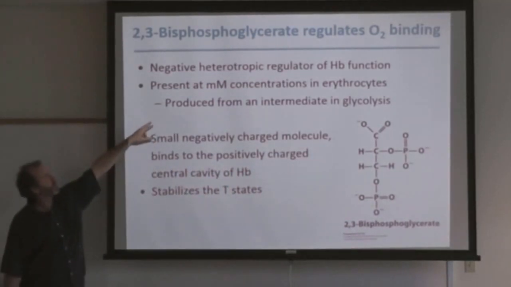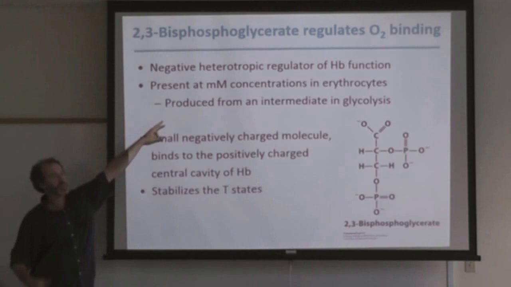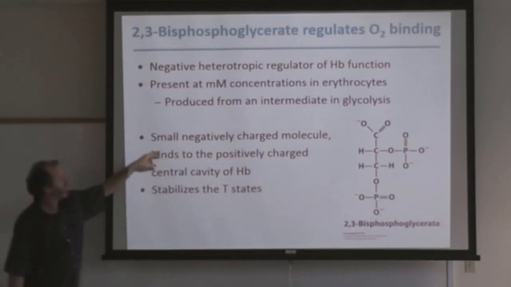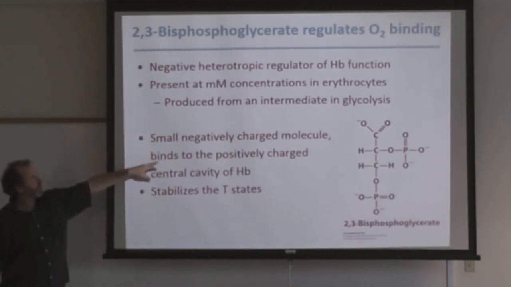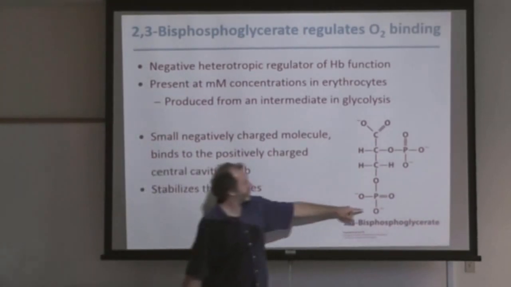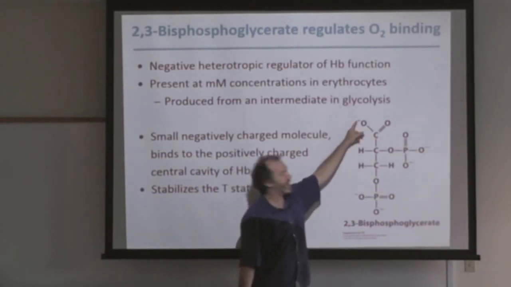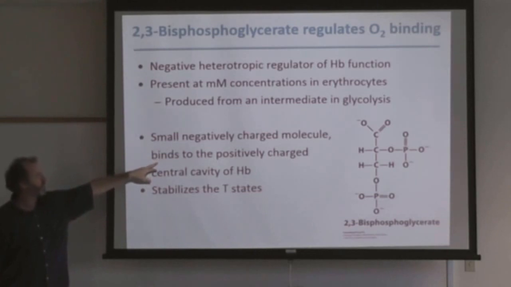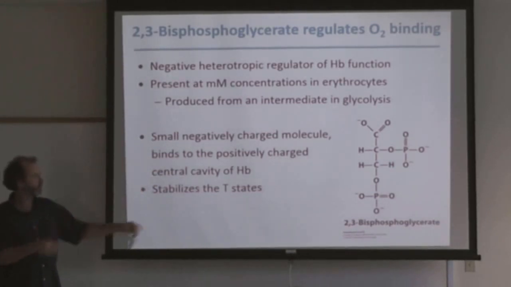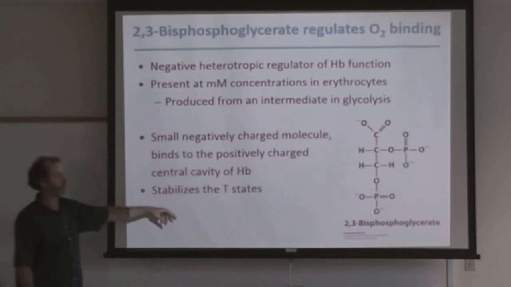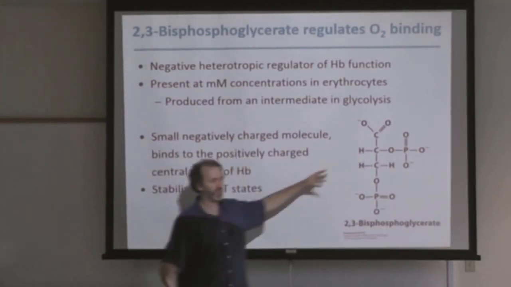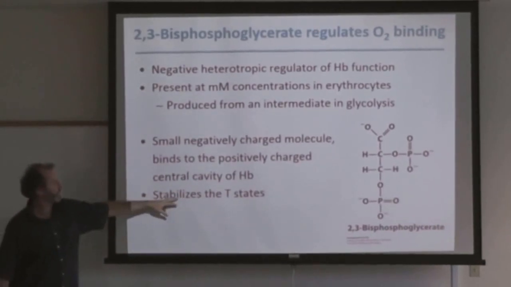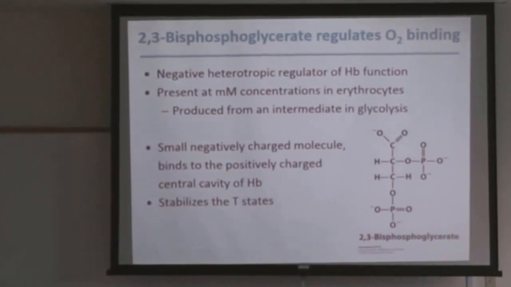It's present at micromolar concentrations in your erythrocytes, so erythrocytes produce it, and it's produced from an intermediate in glycolysis. And it's a small negatively charged molecule. You notice there's 1, 2, 3, 4, 5 negative charges on it, so it's a lot of negative charge. What it does is it binds to the positively charged central cavity in hemoglobin. And again, it's like you're forming more salt bridges, sort of, not between the protein, but between the protein and the substrate. And it stabilizes this T state even further.